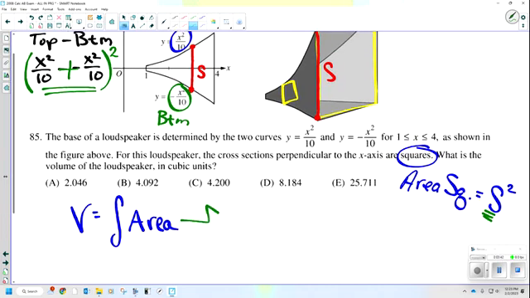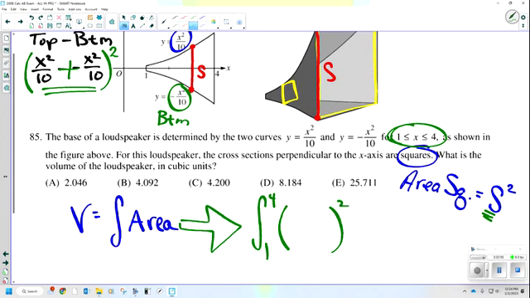It's a great thing that we get to use a calculator. So I'm going to integrate from 1 to 4. They give me that interval, right? My side squared, and my side is x squared over 10 plus x squared over 10. And don't forget, we always need that dummy variable dx.